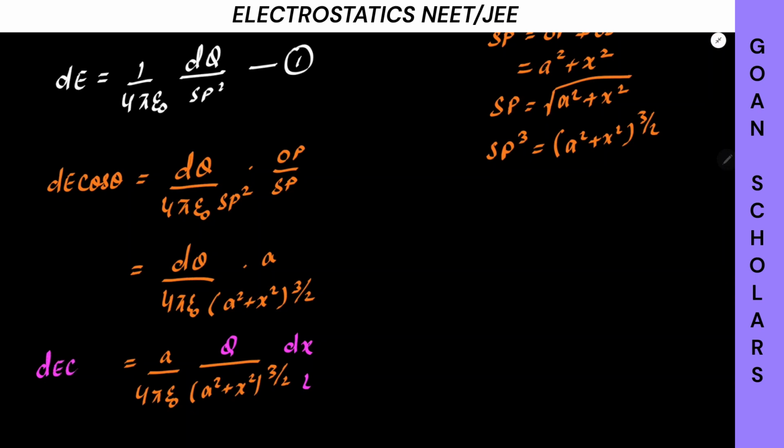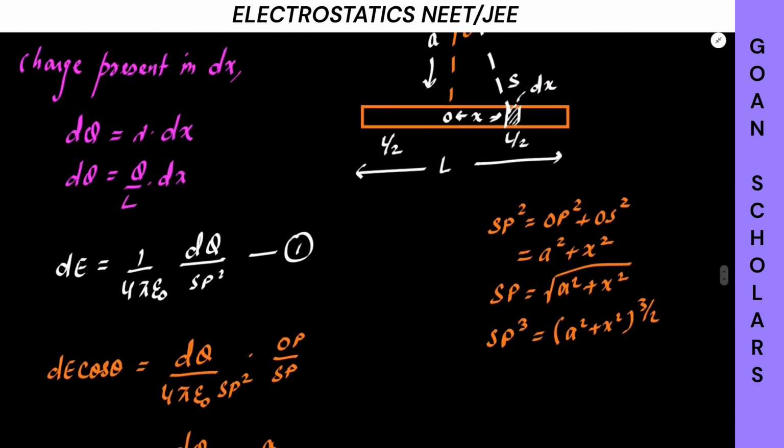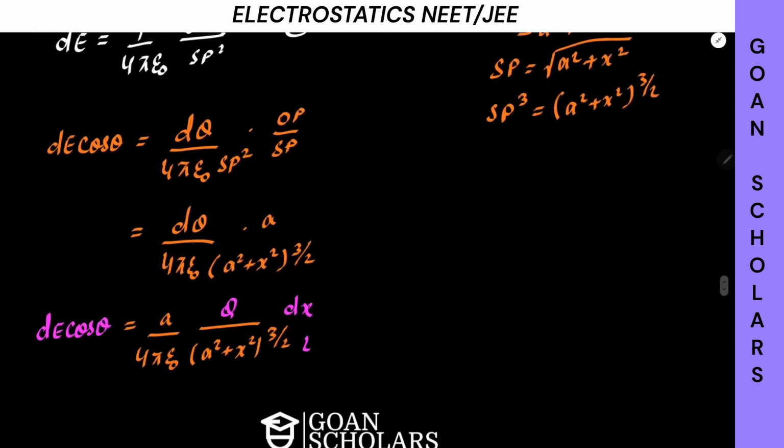Now we got it in integral form. We can integrate it with respect to x on the right hand side. Clear? And what will be the limits here? Limits will go from minus L by 2, because here we will assume that this is the origin, minus L by 2 to plus L by 2. You can also make it from 0 to L. So that won't alter the result.